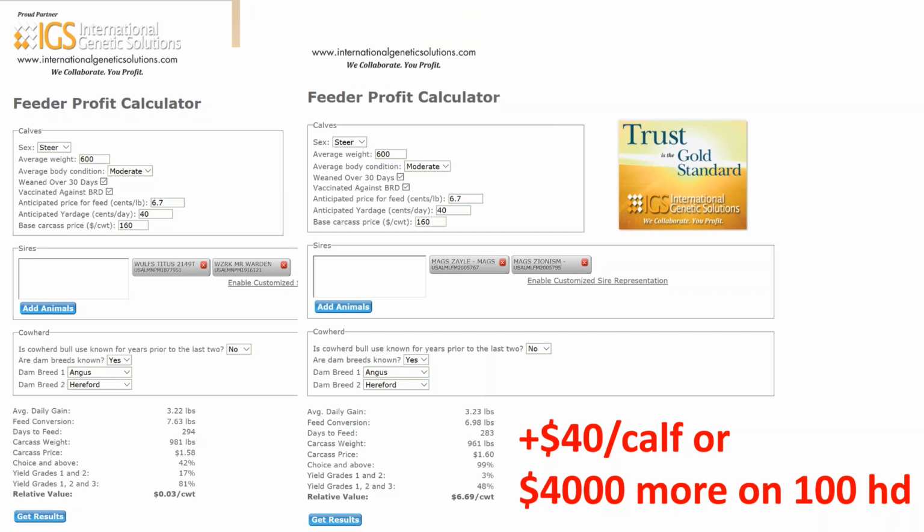So you're correct. The steer on the left has only the fact that it was weaned over 30 days and vaccinated against BRD, with all its genetics. It's still only worth 3 cents a hundred more than an unweaned, unvaccinated one. Correct. And if you were to see the EPDs on those two bulls, you would understand why. They're horrendous. Okay. Makes sense.